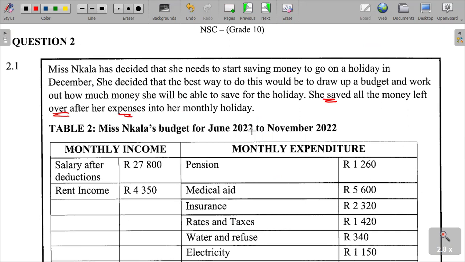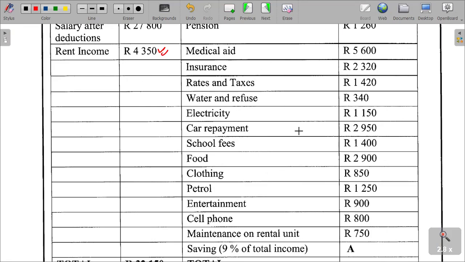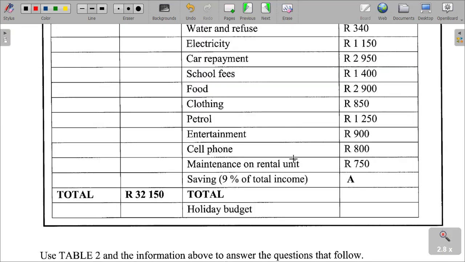2.2, Miss Ngala's budget for June 2022 to November 2022. That is what is given there. So what do we do? We are given the monthly expenses, pension is 1.2, monthly income 27,000, and rent income is 4,350, which is given there, and then all these are monthly expenses. And saving 9% of the total income is equal to A. She's saving 9% of the total income.